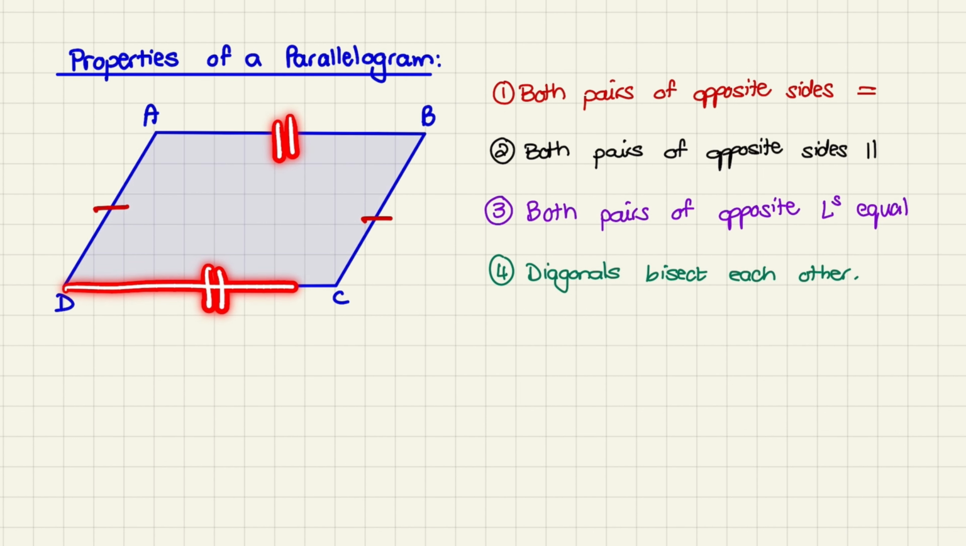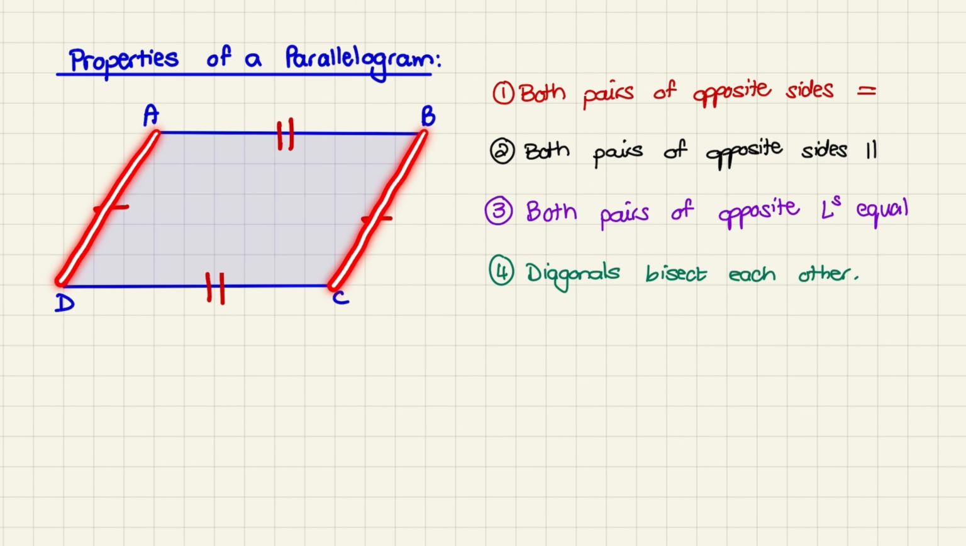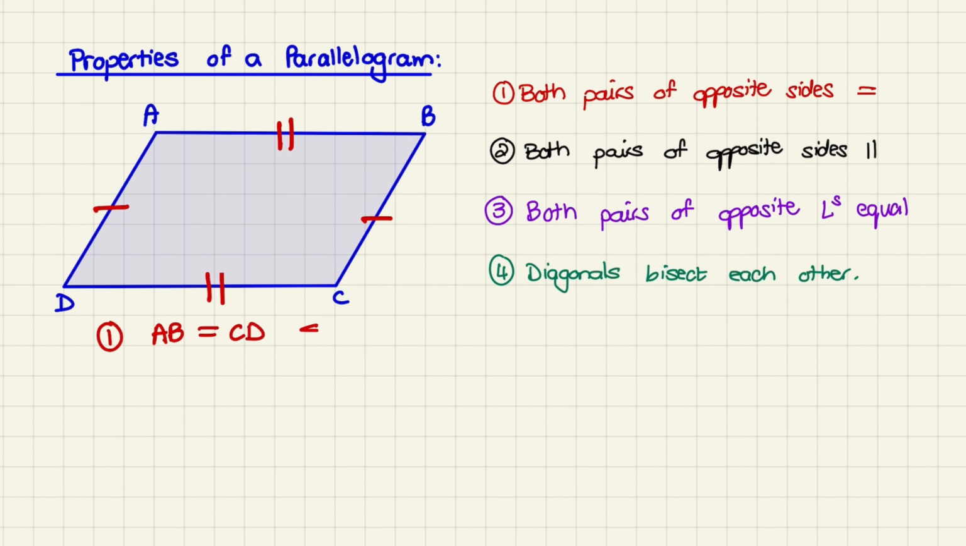equal with 2 lines, so that shows that AB is equal to DC, and the 1 lines indicate that BC is equal to AD. So mathematically we can write it as AB is equal to CD and AD is equal to line BC. The second property says both pairs of opposite sides are parallel.